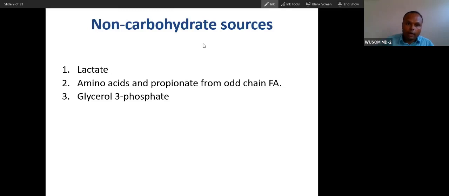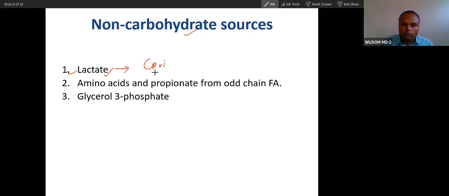Now, non-carbohydrate sources: lactate, and how lactate converts. It is not that difficult. Actually, I have already explained this in a previous class, but I will talk a little bit about it again. This is lactate. What is this called? This is called the Cori cycle.